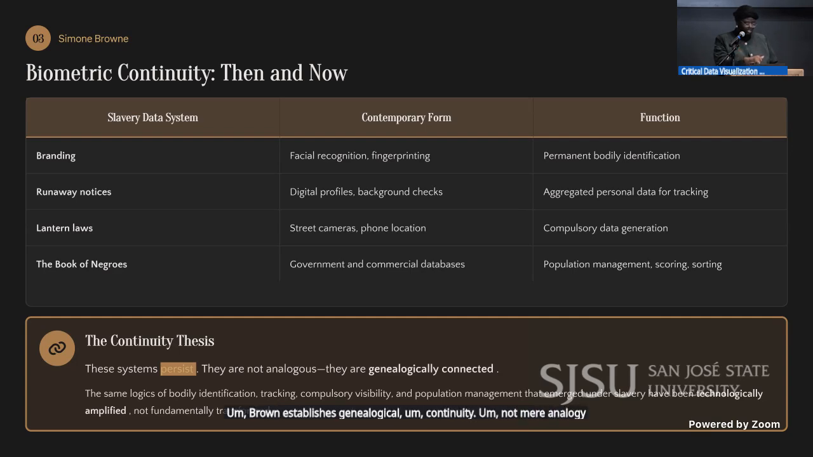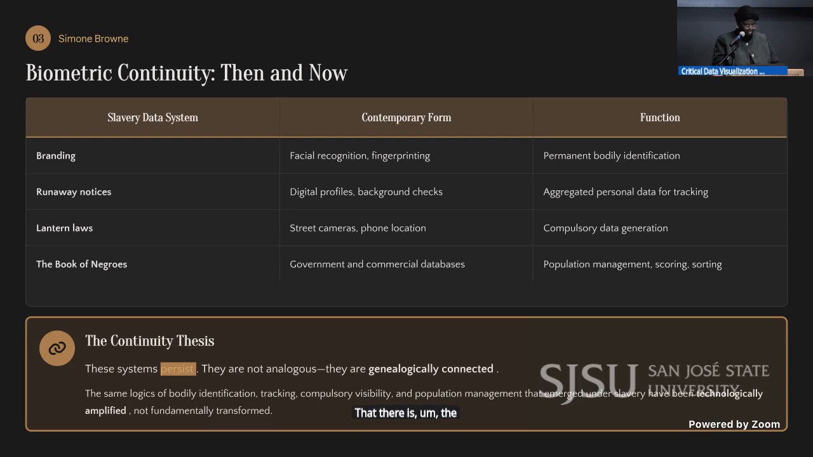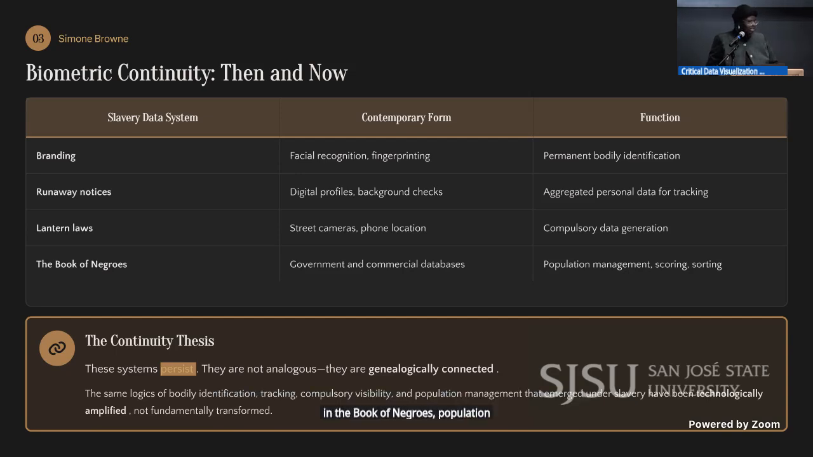Here on this slide, you'll see the slave data system that I outlined for us: branding, runaway notices, lantern laws, the Book of Negroes, which we just went over. The function of branding was permanent bodily identification. Runaway notices, aggregated personal data for tracking. Lantern laws, compulsory data generation. And the Book of Negroes, population management, scoring, and sorting.